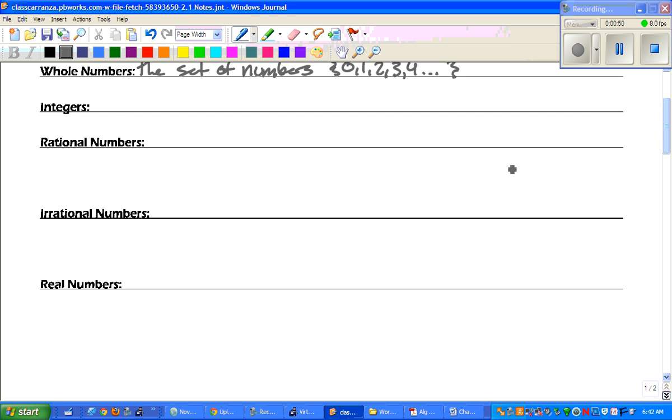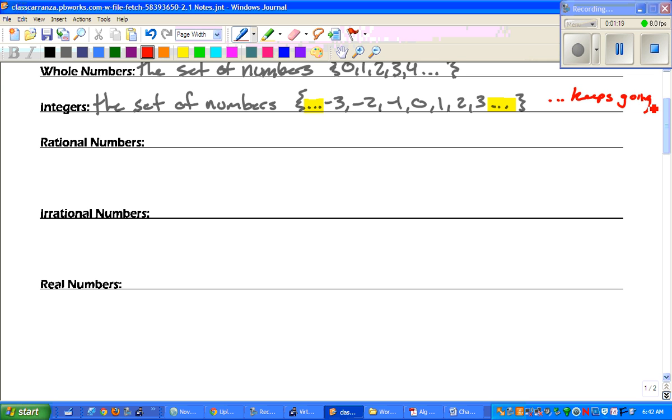All right. So integers. Integers are the set of numbers in this little guy right here. Now, dot, dot, dot, dot, dot. What that means is it keeps going. Okay? Now, if you look at integers, we have positives and negatives. The key thing to integers is there are no fractions and no decimals. Okay?